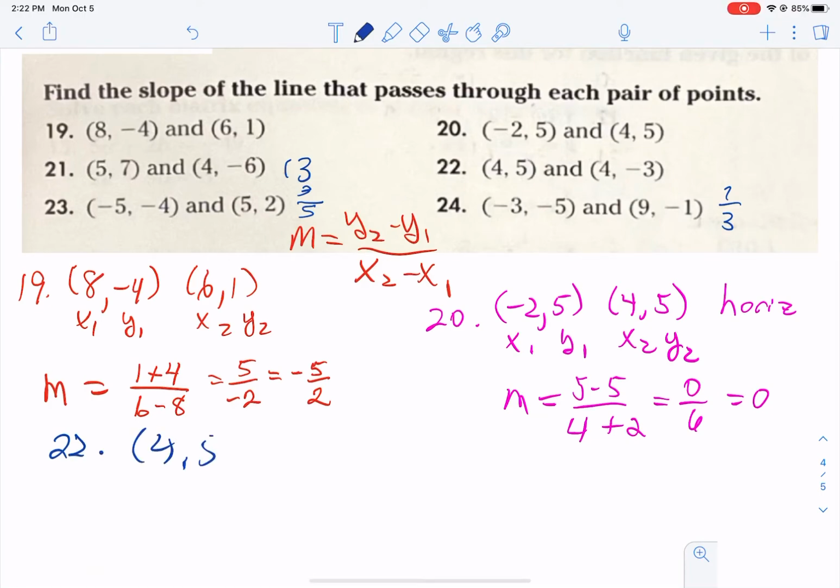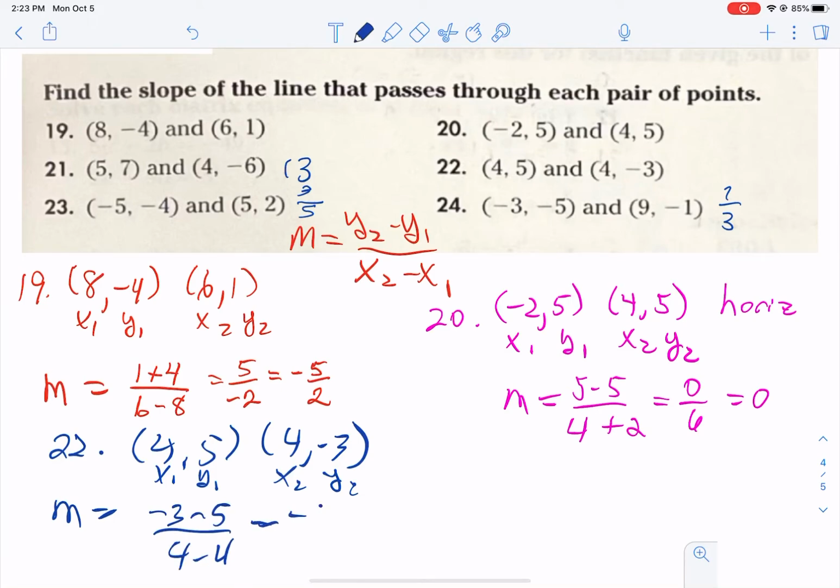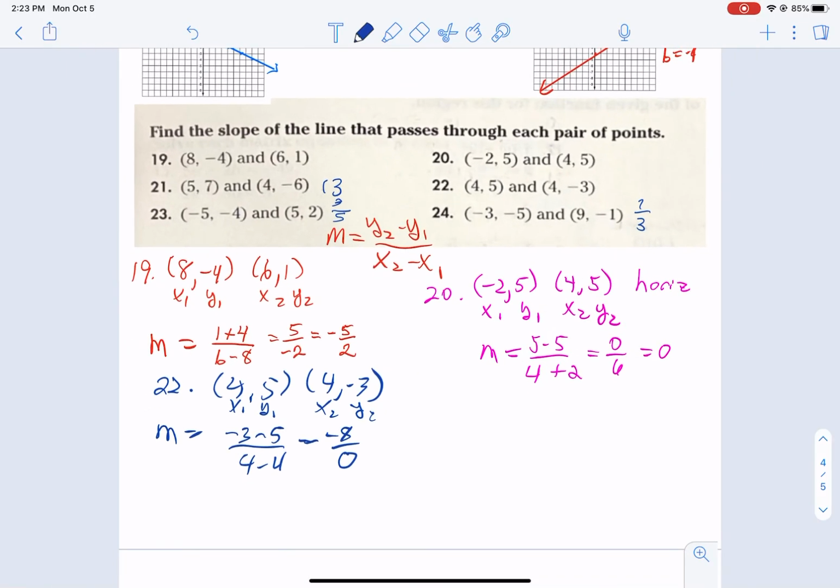So write down your points. Label them x1, y1, x2, y2, and you get negative 3 minus 5 over 4 minus 4, which is negative 8 over 0. Now, like 20, it was a horizontal line with slope of 0. Here, this is an undefined slope. When the denominator is 0, that is an undefined value. This technically would be a vertical line, and that will always happen if your points line up vertically.